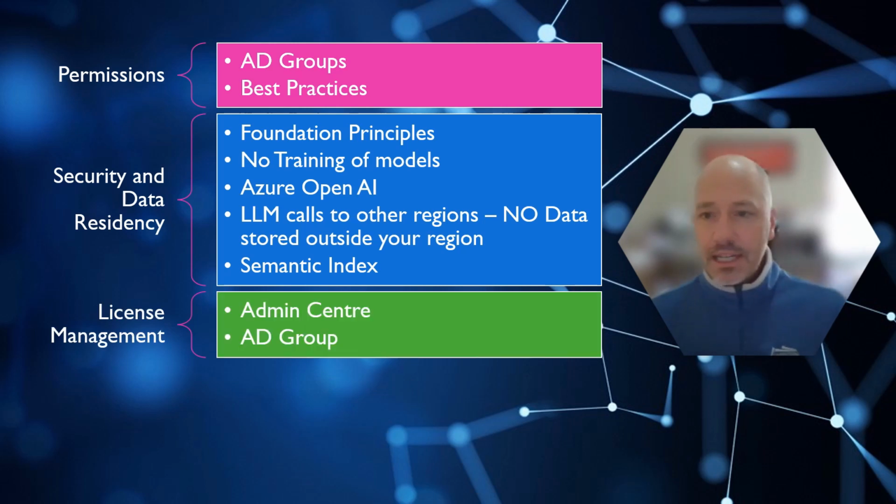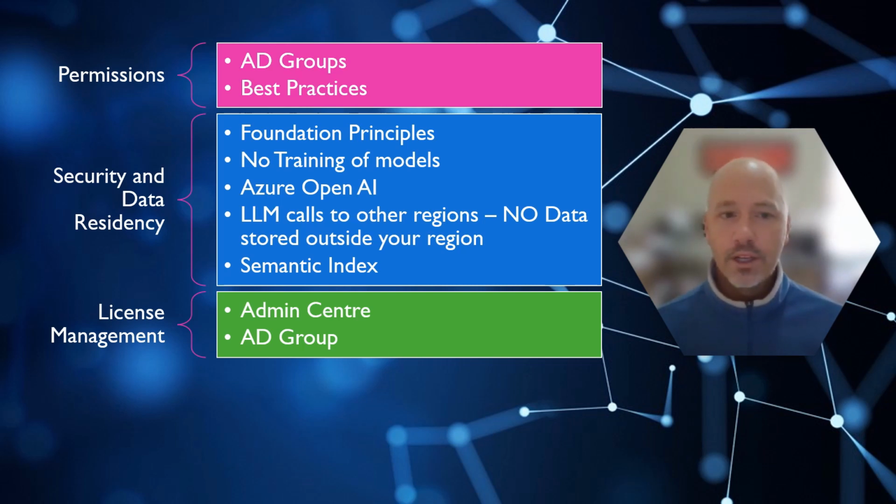Then when it comes to license management, very important to know that you can manage the licenses for Copilot. So you can turn it on and off for certain individuals within your organization. Obviously, all of that licensing does require the E3, E5, business premium or business standard licenses. But the licenses themselves can be administrated through the admin center.